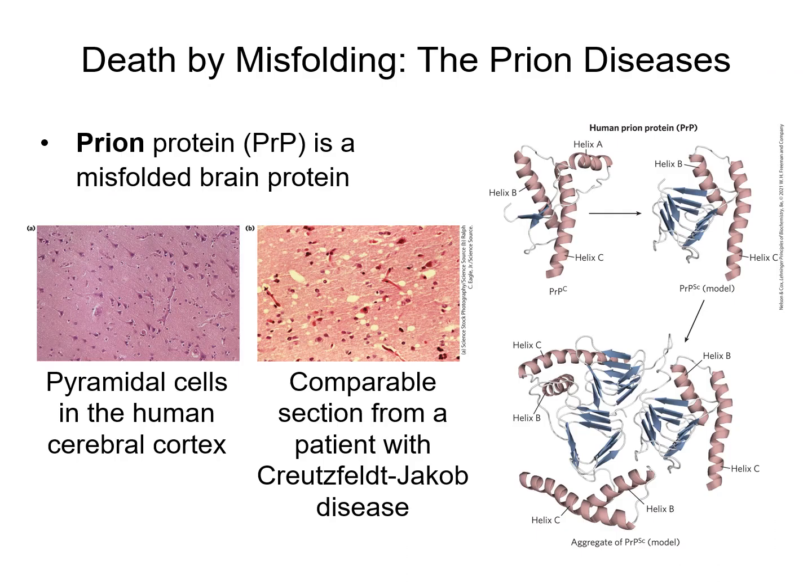Finally, we have a whole category of misfolding called the prion diseases. This is a misfolded brain protein. If you look here at pyramidal cells in the human cerebral cortex in their normal state versus an image from a patient with something called Creutzfeldt-Jakob disease, which is a prion disease, misfolding again leads to a fatal disease. So protein folding, in summary, is enormously important.